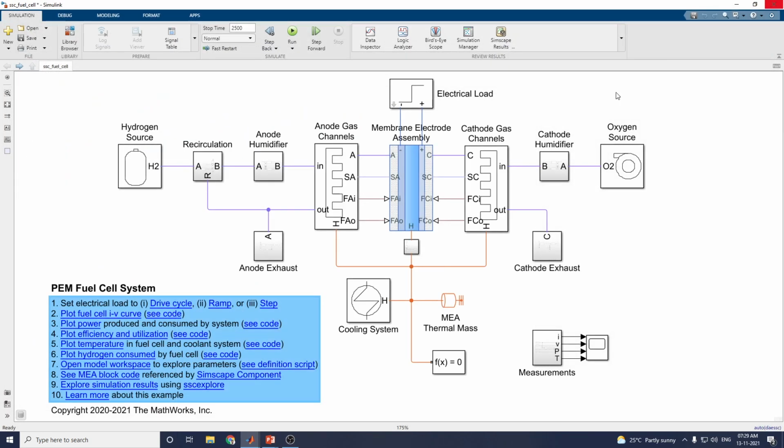Okay, in this way, you can analyze the fuel cell system, how much hydrogen is produced and consumed by the fuel cell. Also you can plot and analyze the different types of parameters, namely power, efficiency, utilization, and temperature. I hope you understood this concept of PEM fuel cell with this Simscape physical modeling.